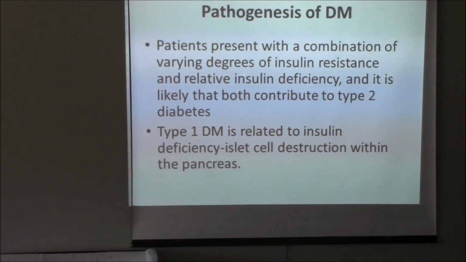Pathogenesis just means the progression or development of diabetes. Patients present with a combination of varying degrees of insulin resistance. That means that the sugars are high because the insulin that you have isn't working very well in your body. Your body's resistant to the insulin, and so your sugars just keep climbing. It's likely that both contribute to type 2 diabetes, both the insulin resistance and the relative insulin deficiency.